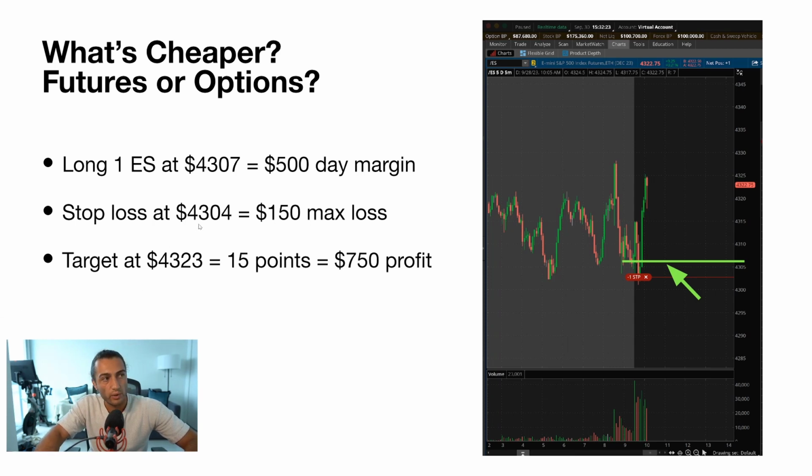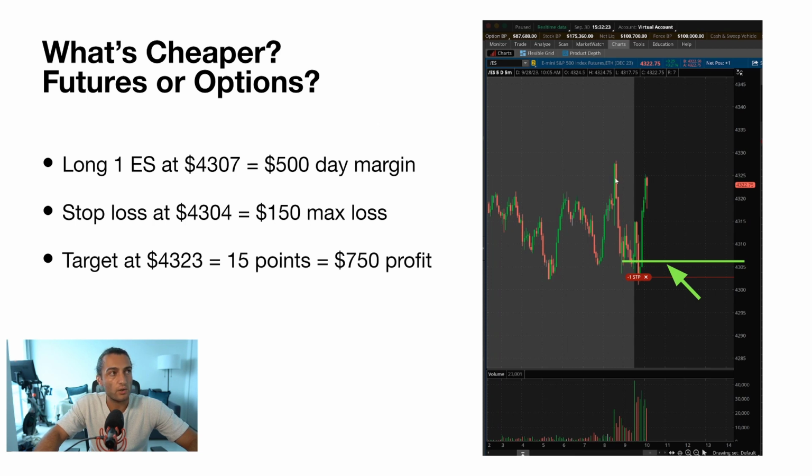And our stop loss, in this case, our stop loss was 4,300 before, but for this example right here, let's say 43.04 is our stop loss. Okay. Right below, or kind of close to that low of the day. That's 3 points, right? 43.07 long, stop loss 43.04. That's 3 points. That's $150 is our max loss. And our target, let's say it's 43.23 for this example. That's 15 points from our entry. And that's about $750 worth of profit.